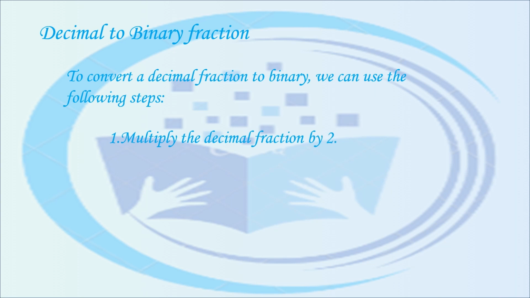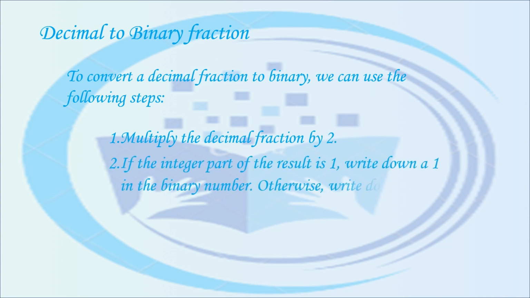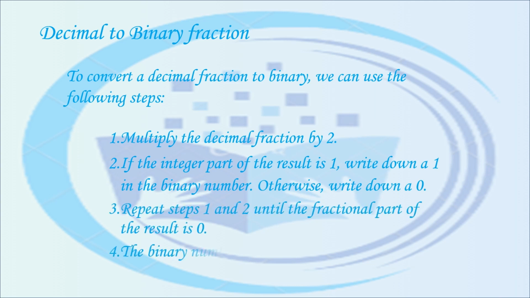Multiply the decimal fraction by 2. If the integer part of the result is 1, write down a 1 in the binary number. Otherwise, write down a 0. Repeat steps 1 and 2 until the fractional part of the result is 0. The binary number is the sequence of digits that you wrote down.